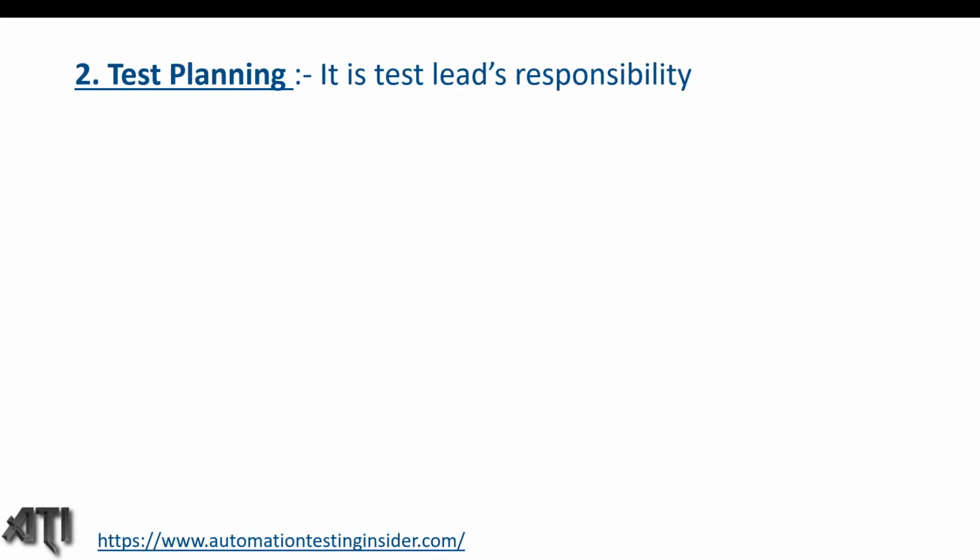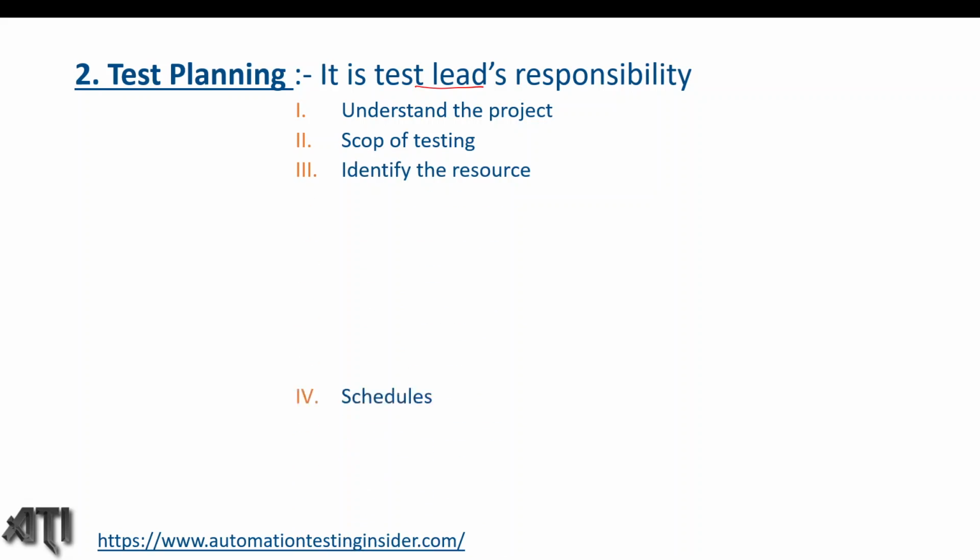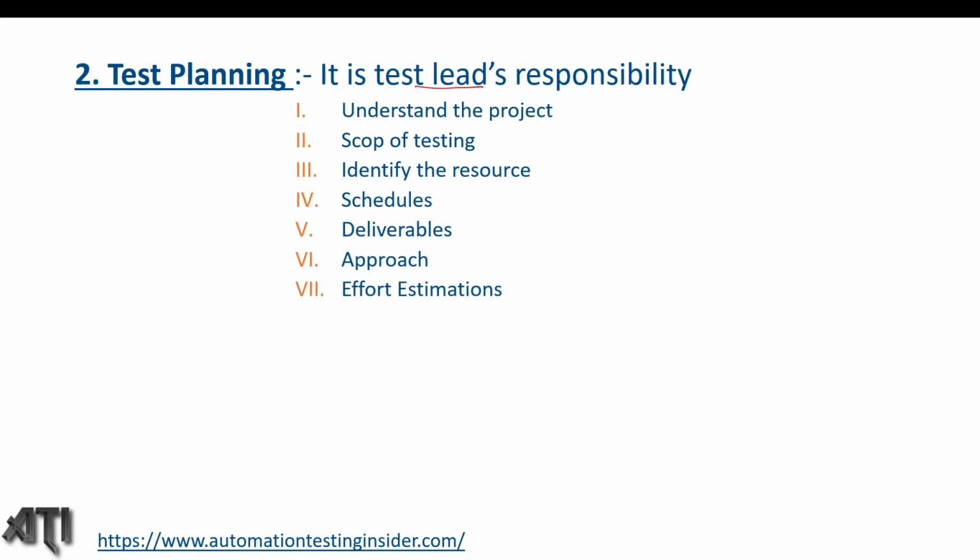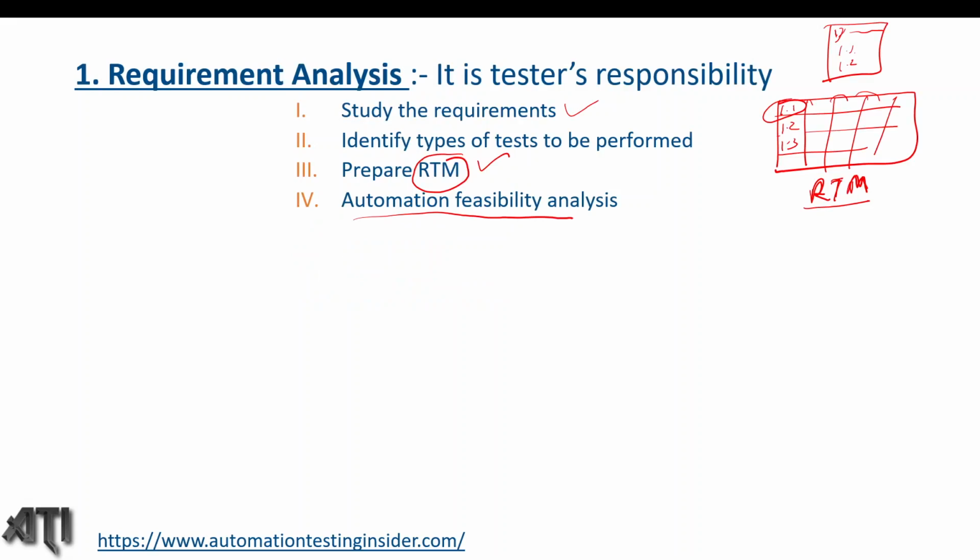So second is test planning. Again, test planning is part of the test lead's responsibility, correct? So the test lead or senior test engineer understands the project, scope of testing, identifies the resources, schedule, deliverables, approach, and effort estimation, correct? Let me just come back to the previous one. What is the outcome of requirement analysis? Here we will get the requirement traceability matrix and the automation feasibility report. So after this phase, we'll get these two deliverables.